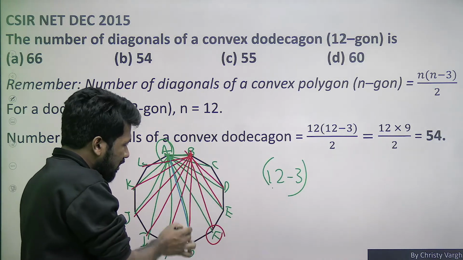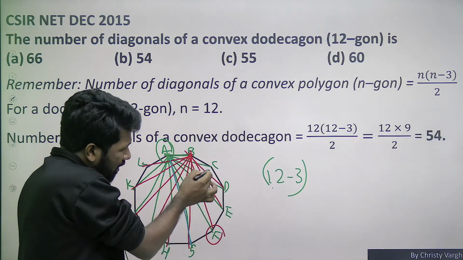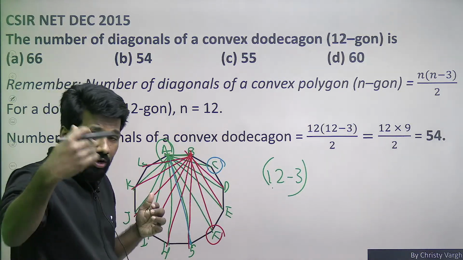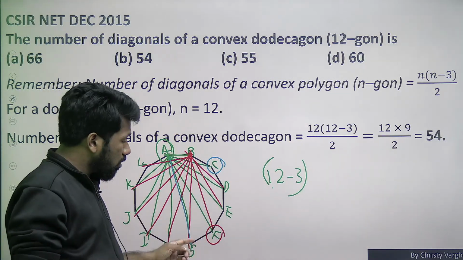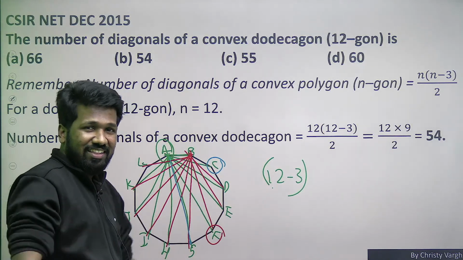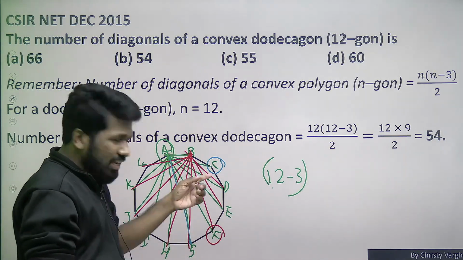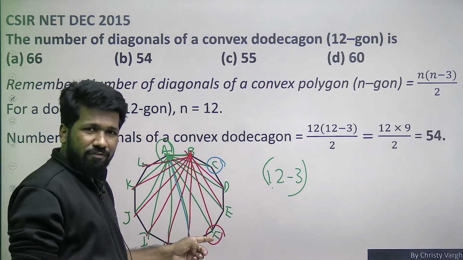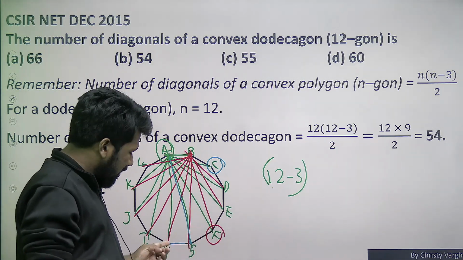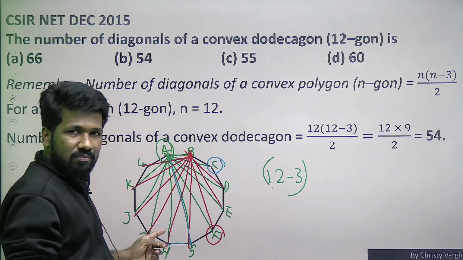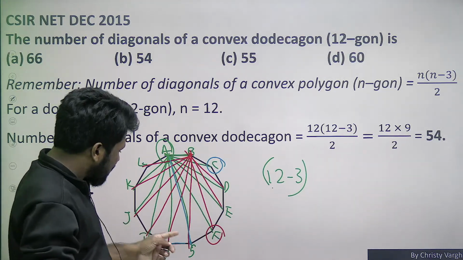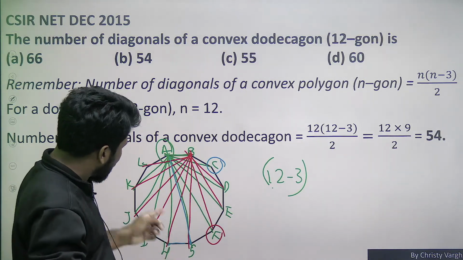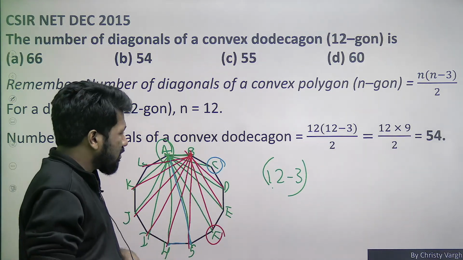So G to A, G to B, G to C is also already drawn in C's list. In C's list CG is already written. So now you don't have to draw GC again. They are the same. GD already counted here. GE already counted here. GF not a diagonal. GH not a diagonal. GI, yeah, actually that will work. GI will work. GJ will work. GK will work. GL will work.